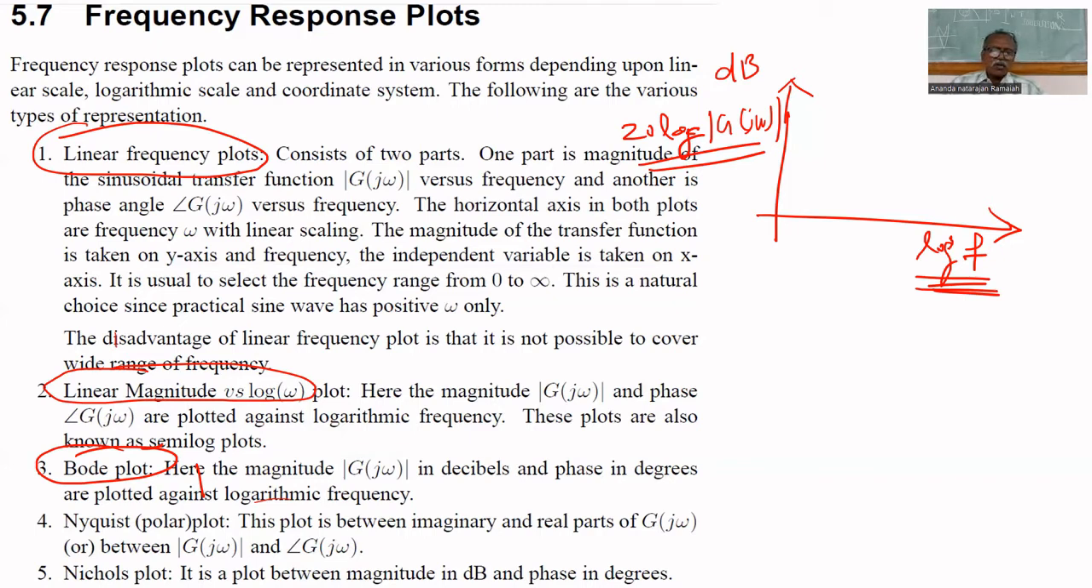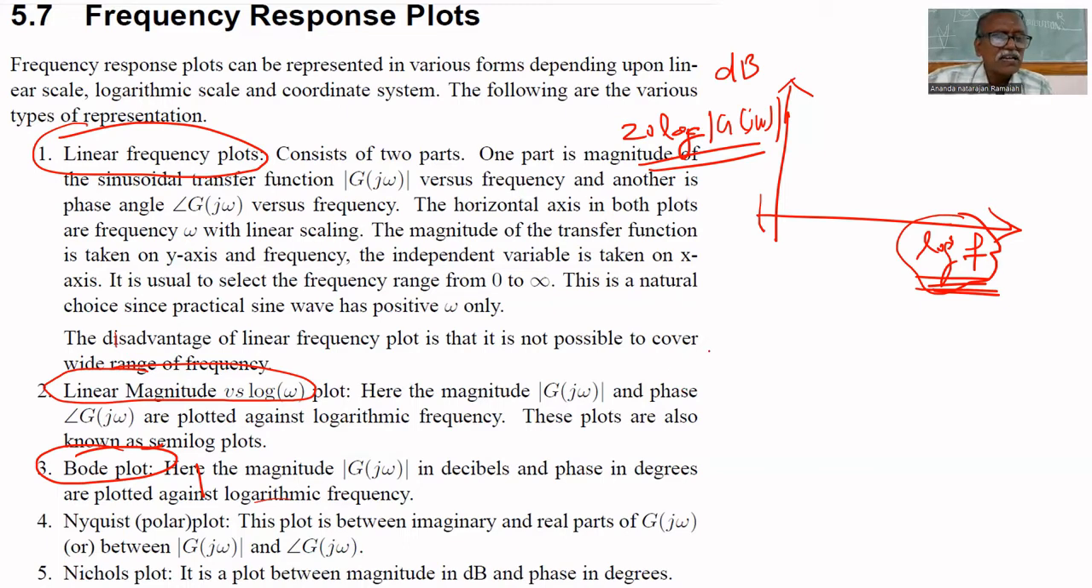Another plot is called Nyquist plot. Here, the x-axis is in frequency scale and the y-axis is in magnitude, if you plot only magnitude and do not consider phase.